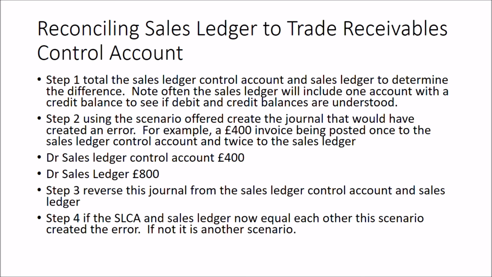So that's one type of question you might see in terms of reconciling the sales ledger to the trade receivables control accounts. Generate whatever the journal is under that A, B, C, D scenario, reverse it, and see if they now equal each other.